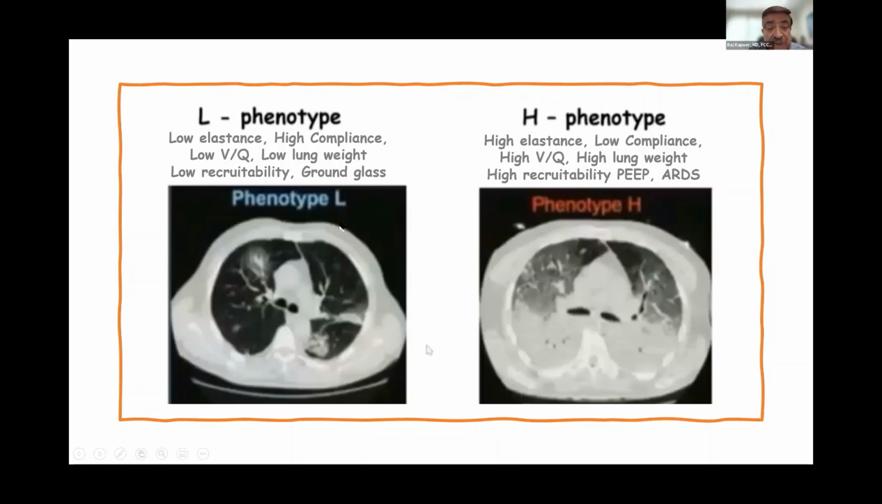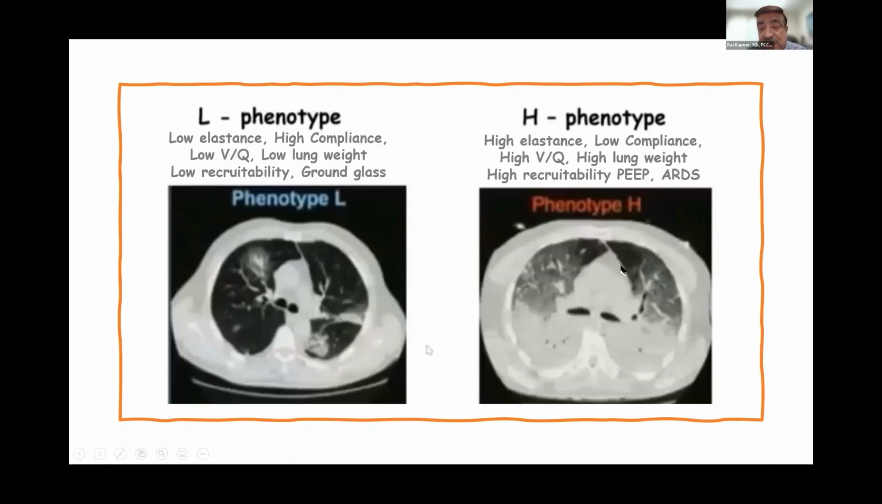One was the phenotype L, which is more predominantly thromboinflammation, where there is microthrombosis and inflammation and interstitial edema, which is usually peripheral and localized. And by the way, there is no pleural effusion in COVID-19. So if you see a CT scan with pleural effusion, you should make some other diagnosis as well. Here, the lung weight is low because there is not much fluid and there is a ground glass opacity.